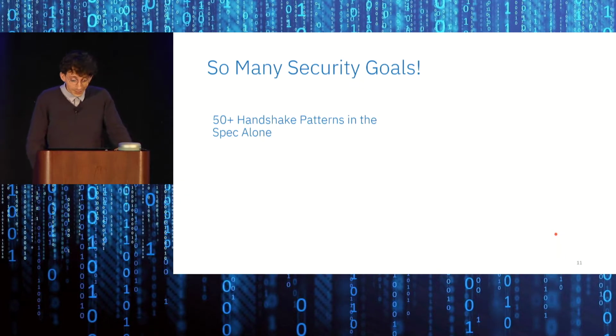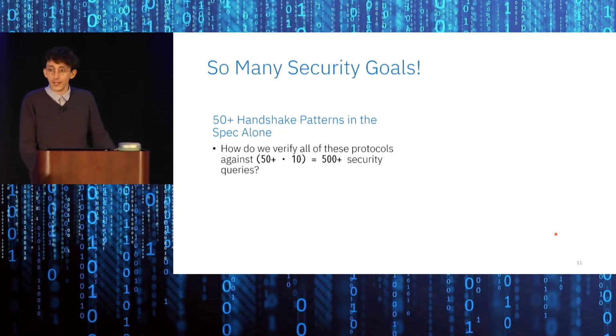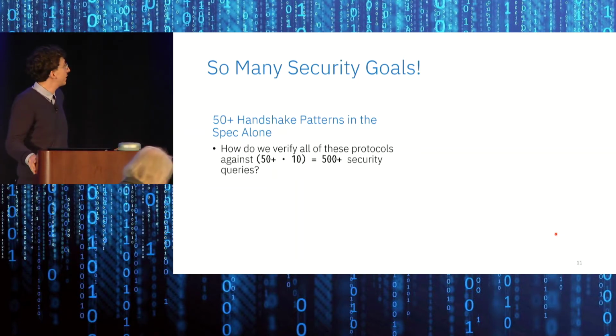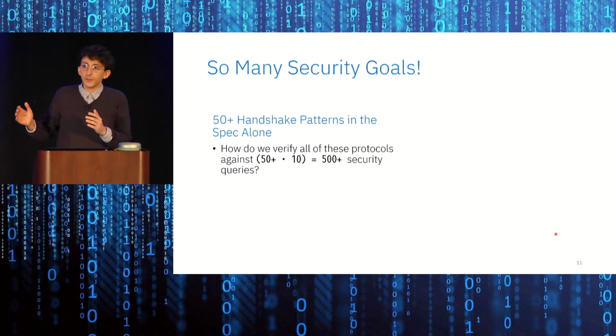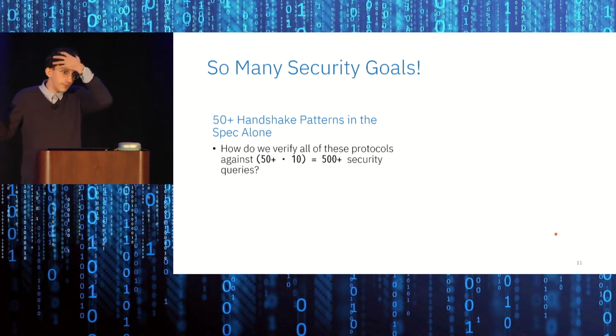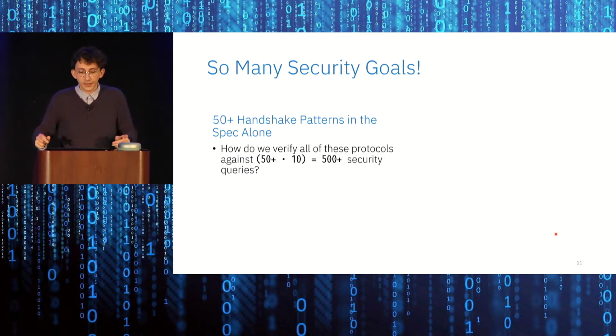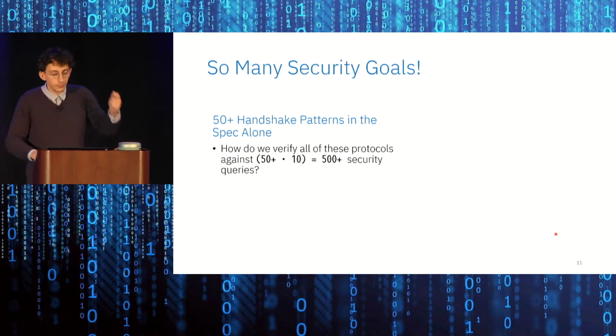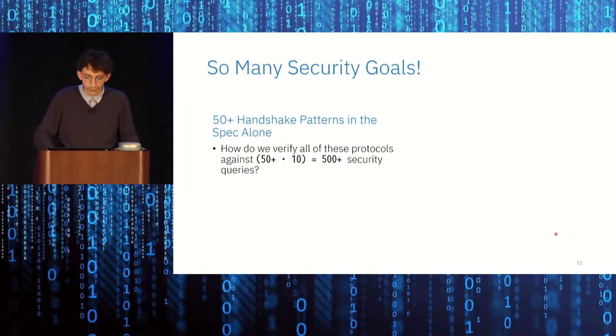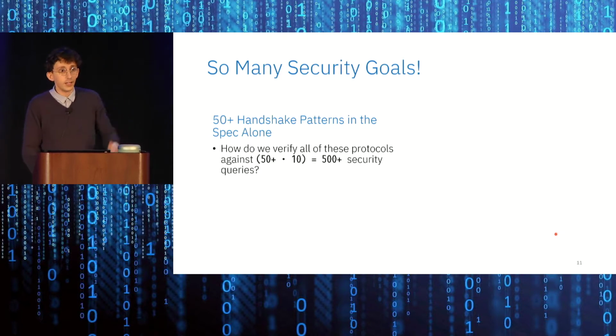So there are so many security goals, 50 plus handshake patterns in the spec alone. So how do we verify all of these protocols against these security goals? If you just look at the Noise spec alone, you'll see that there's about 60 or 55 Noise handshake patterns defined in the spec. So if we have a security query, like trying to verify something based on every one of these, then that's like 500 security queries that we're going to have to manually prove, right? Because we're cryptographers, we want to be rigorous, we want to prove everything. And so that's a lot of them. You're going to spend a lot of time. You're not going to see the world. You're not going to visit Japan. It's going to be a problem.